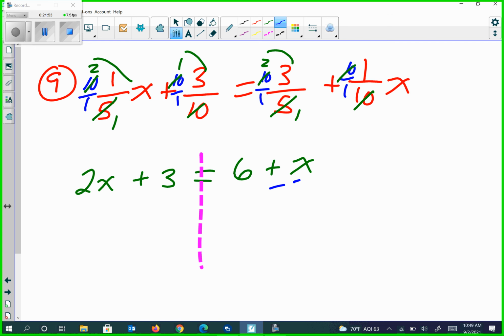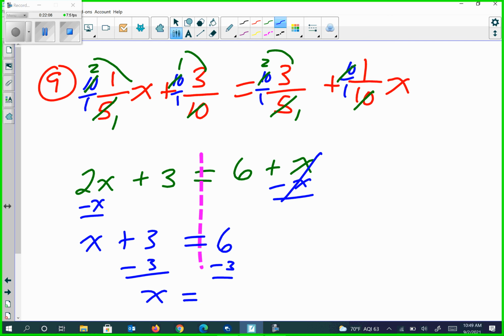So I might choose on this one, subtract x from each side. Those cancel. That leaves me x plus 3 equals 6. Subtract 3. So x is equal to 3. So what turned out to be kind of an ugly looking problem became a little bit nicer when we got down to 2x plus 3 equals 6 plus x. Okay? So again, can you see how powerful that tool is? If you know how to clear that denominator, you can make it into an easier problem. It's just a matter of working through it.